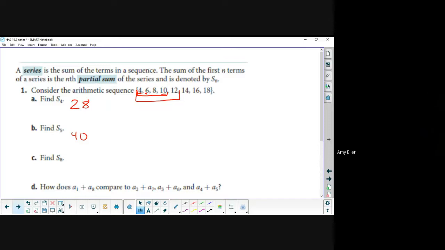And then find S sub 8. 88. That's not something you'd have to show work on.